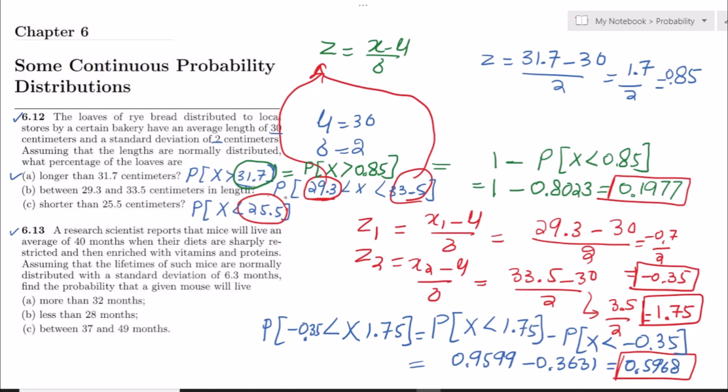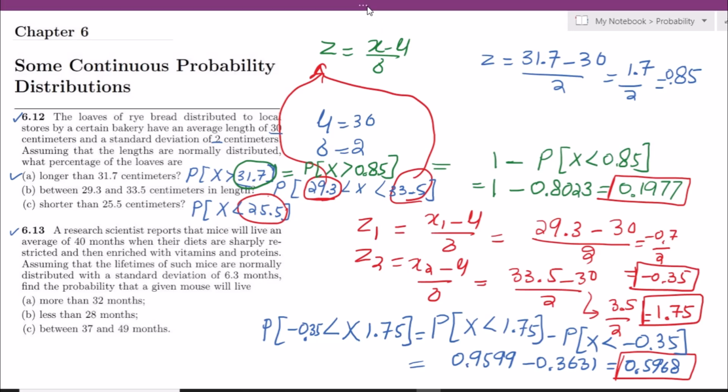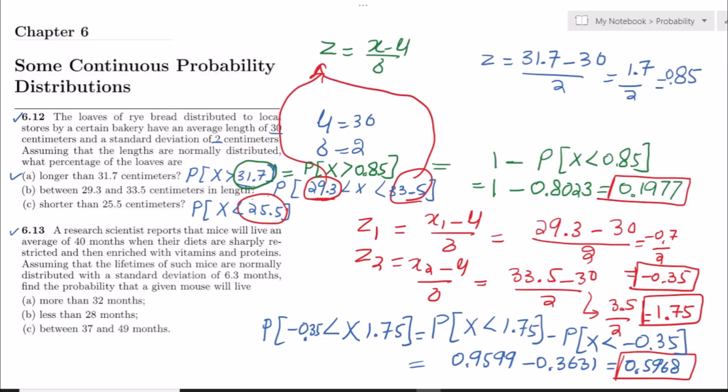Okay, so let me convert this value to Z by using another color. Let me use this black color here. So the value for Z is 25.5 minus mu, which is 30, divided by 2. So this is minus 4.5 divided by 2. Therefore the value of Z would be minus 2.25.